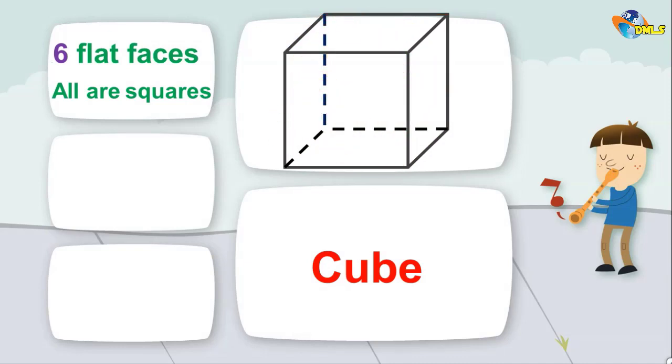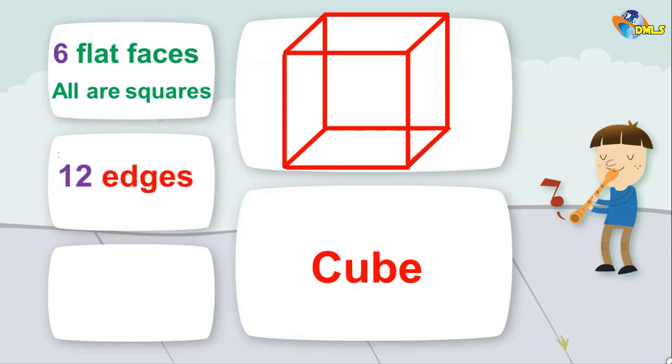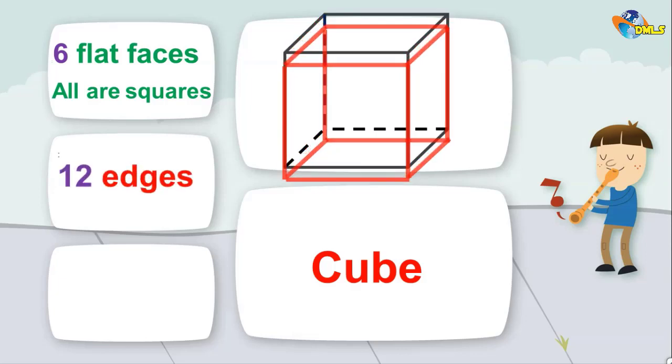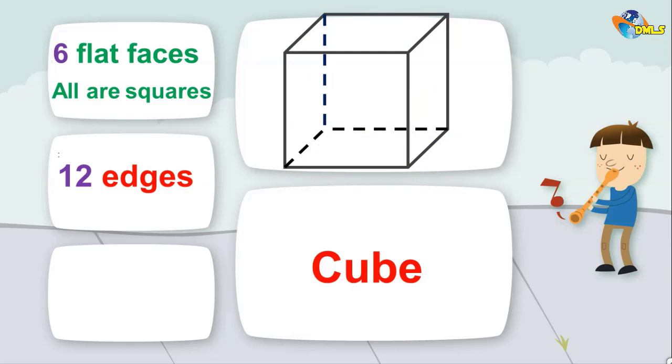Count with me the number of edges. 1, 2, 3, 4, 5, 6, 7, 8, 9, 10, 11, 12. A cube has 12 edges. Count with me the number of corners. 1, 2, 3, 4, 5, 6, 7, 8. A cube has 8 corners.